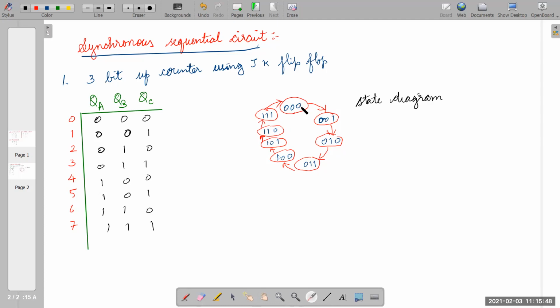These are called states. Totally, how many states are there? I have totally 8 different states. This is the QA bit, QB bit, QC bit. So I need 3 flip-flops. For each state, I need 3 flip-flops. Those flip-flops are JK flip-flops. The outputs are represented as QA, QB, and QC. So first step is to write the state diagram. Okay, the next step, you can go for the state table.